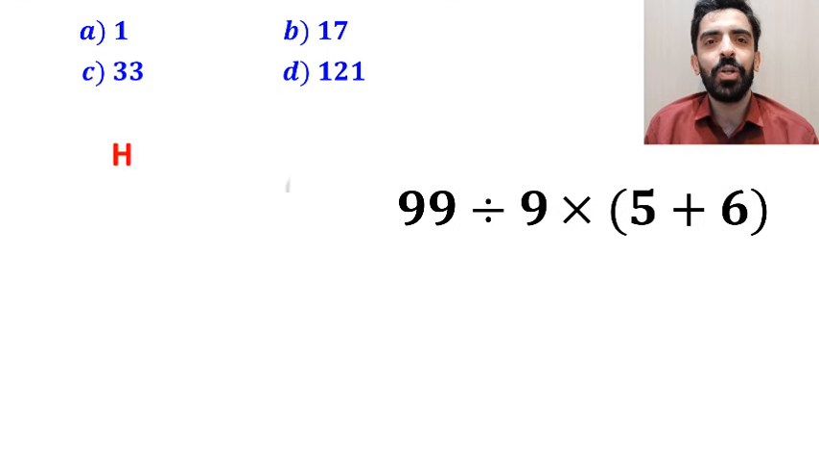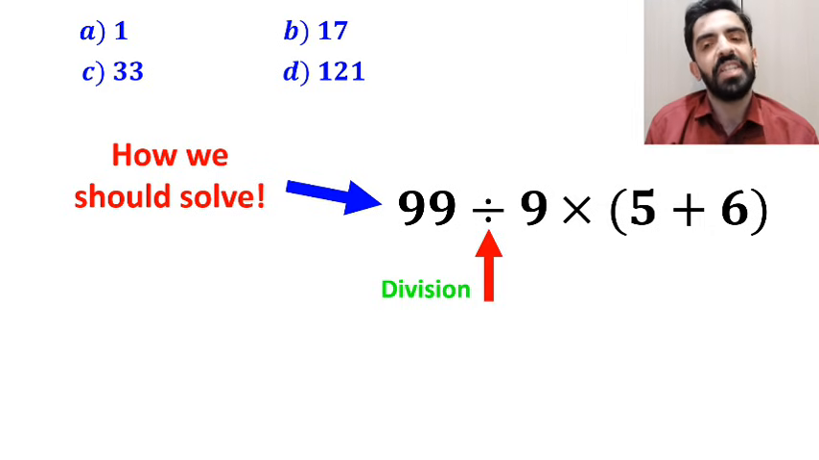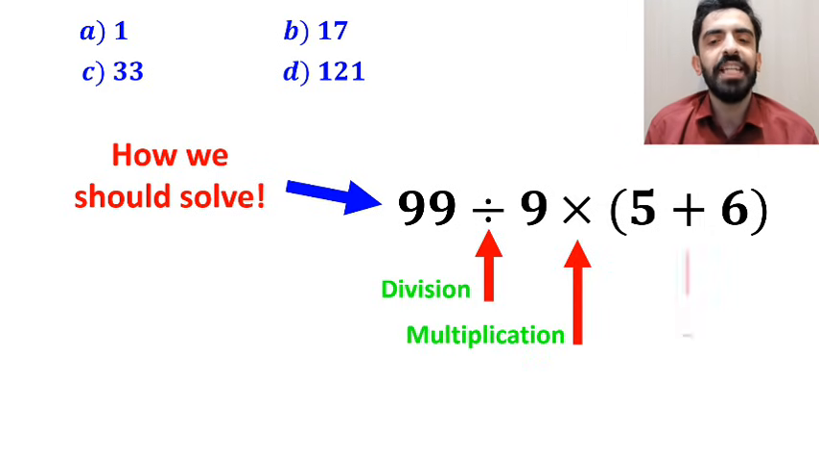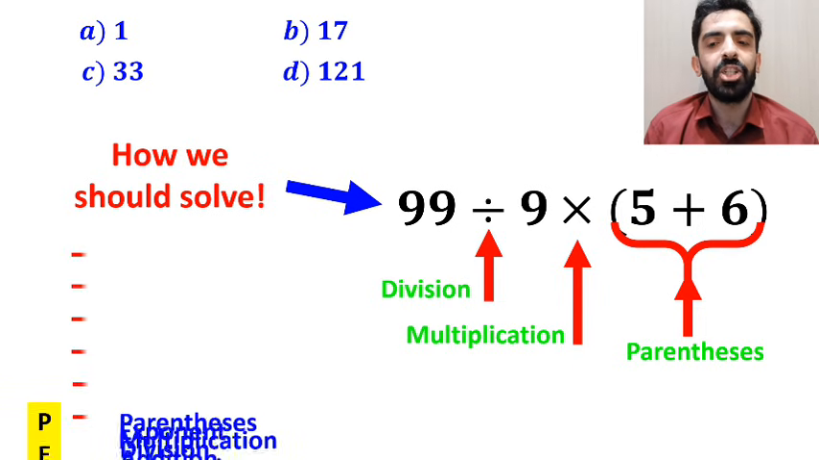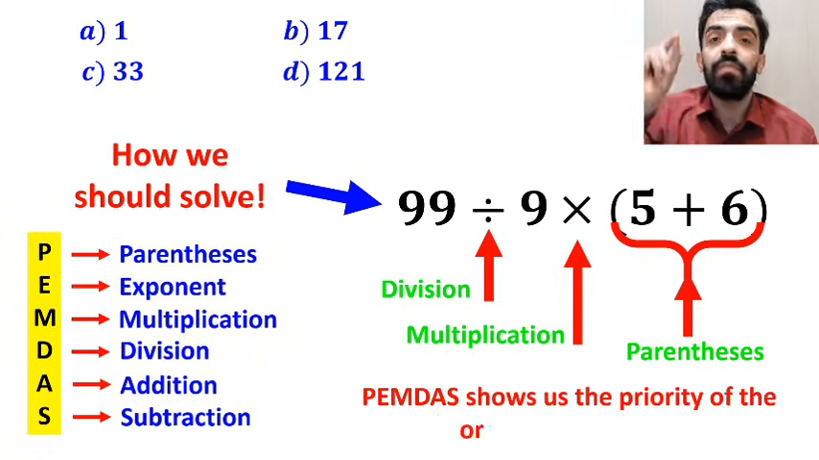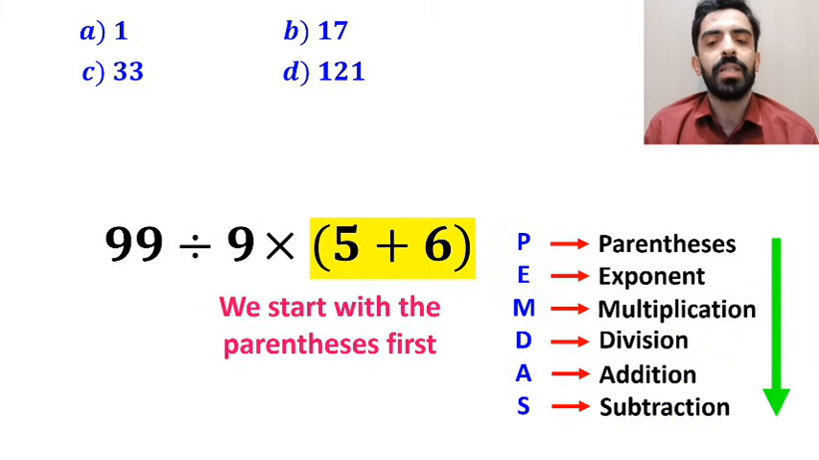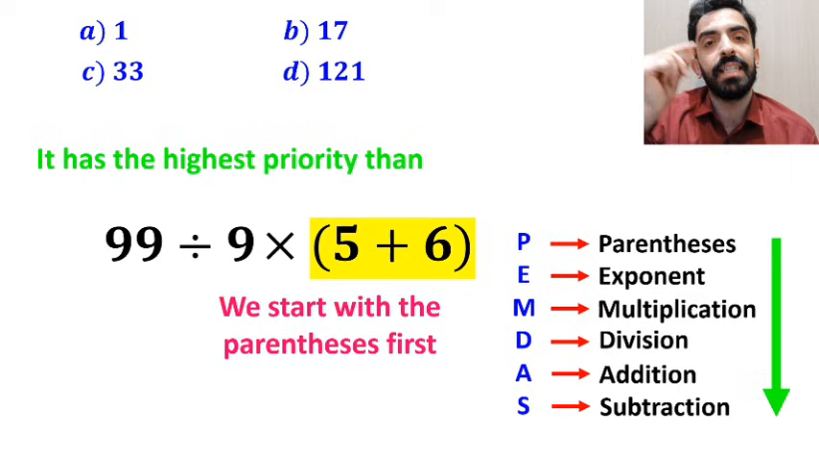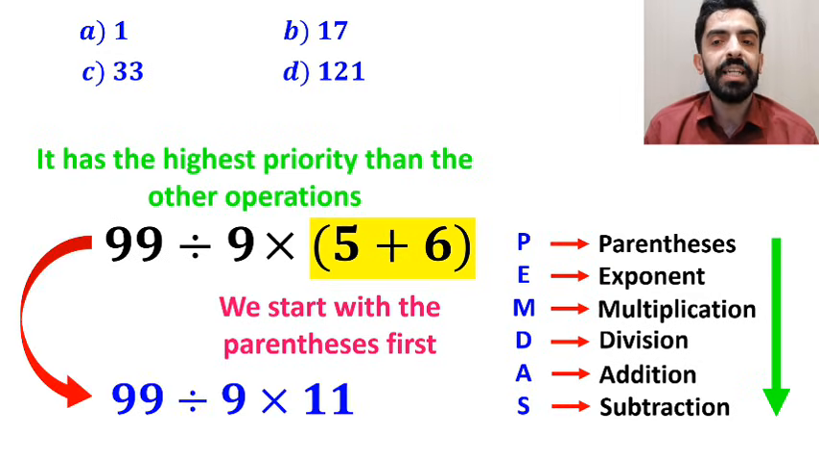Alright, now let me show you how to solve this expression properly. As you can see on the screen, in this expression, first we have a division sign, then a multiplication sign, and finally parentheses. To solve this question, we need to use the PEMDAS rule. PEMDAS shows us the priority of the order of operations. So, we start with the parentheses first, because it has the highest priority than the other operations. Okay, this expression simplifies to 99 divided by 9 multiplied by 11.